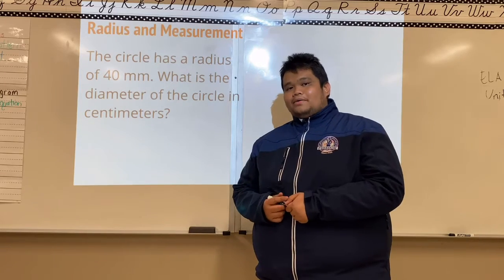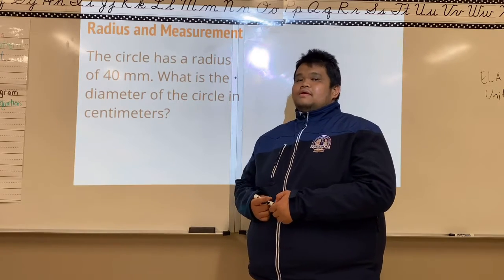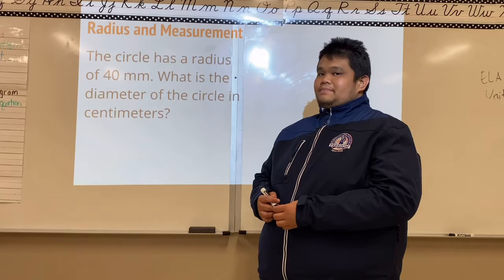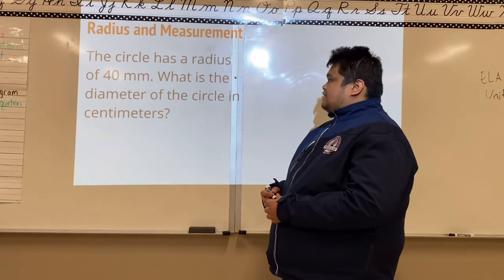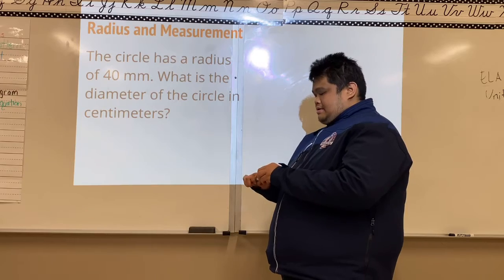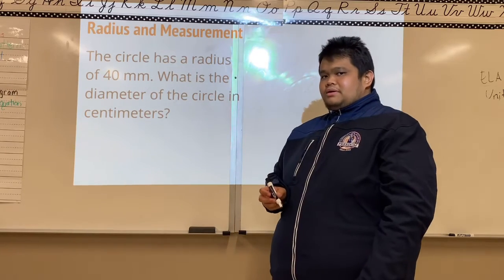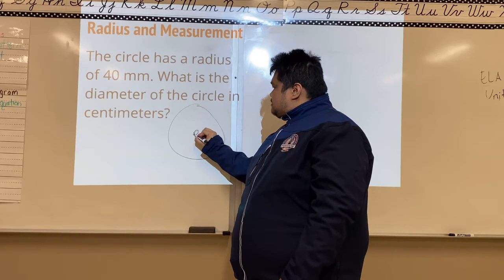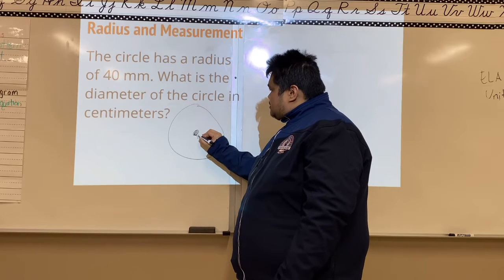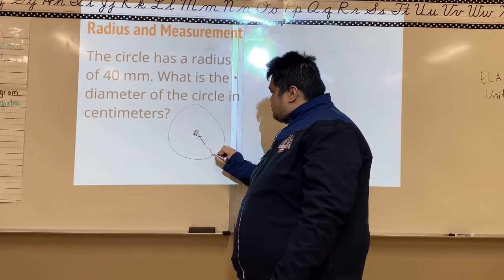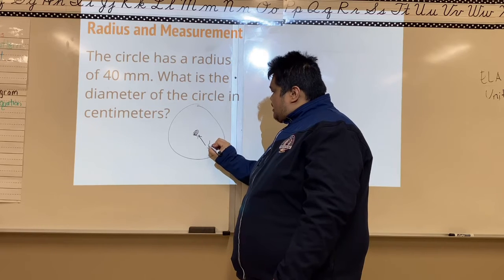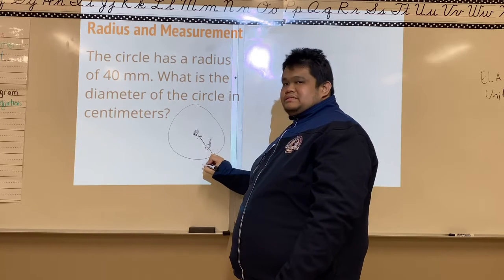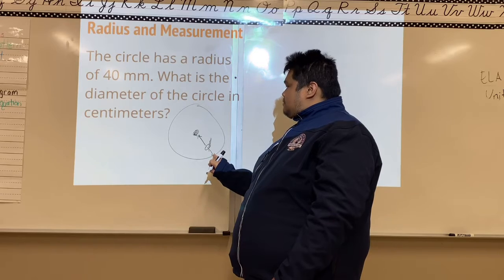Okay, now let's talk about radius and measurement. Now, let me read the question for you. The circle has a radius of 40 millimeters. What is the diameter of the circle in centimeters? So, okay class, remember diameter. Diameter is the distance between, let me draw it, the sides of the circle passing through its center point. So this is the diameter.